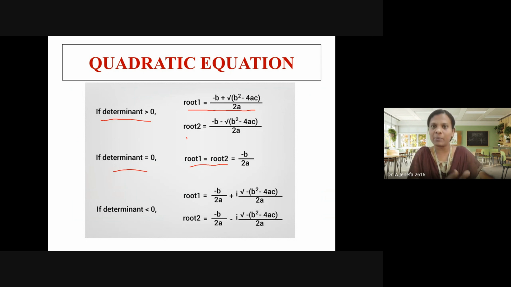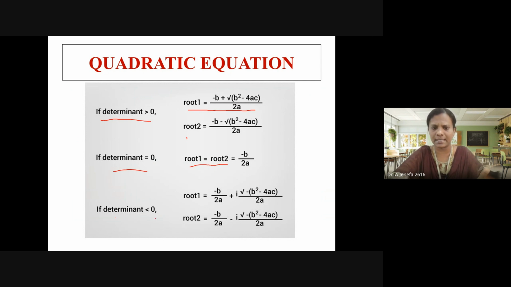In case the determinant value is equal to 0, both the roots are the same, so root 1 equals root 2, and we use only one formula to calculate them. What's the formula? Minus b by 2a.